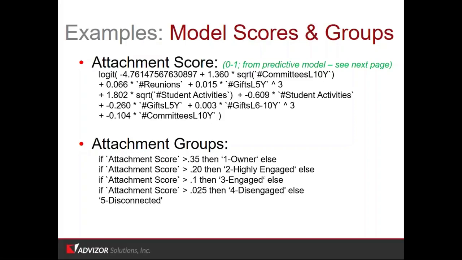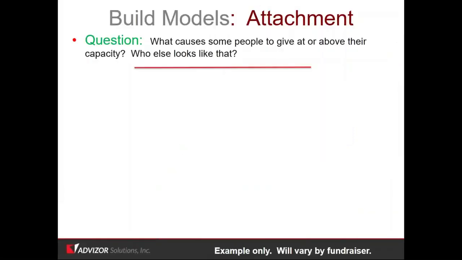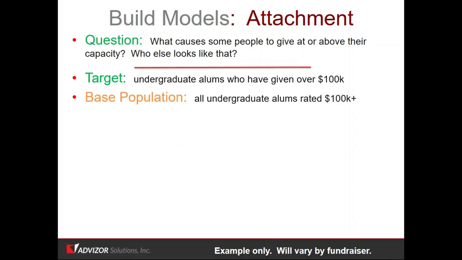Not that hard, and we're going to go build a model. So I'm going to build an attachment model. To do that, first you've got to ask a question: what causes some people to give at or above their capacity? Who else looks like that? That's a good question because it's got a target. Some people give, and there's a base capacity. So it defines what's the target, what's the base.